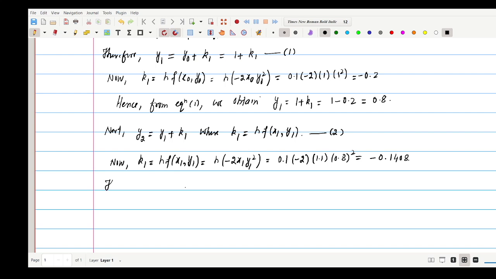So therefore, thus our y2, which is now defined as y1 plus k1. Now y1 is equal to 0.8. Now k1 is minus 0.1408. Now adding these two variables, we get 0.6592. So that is our second iteration.